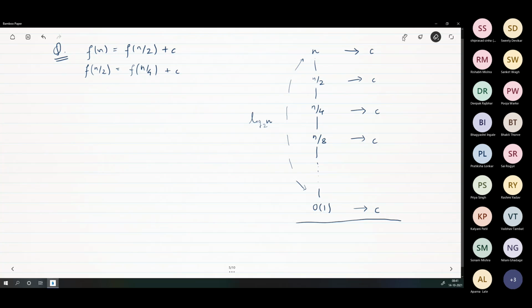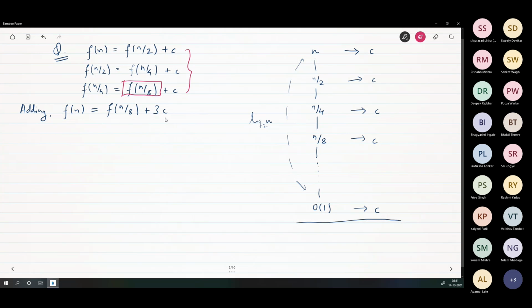I'll write f of n by 4 is f of n by 8 plus c. Now if I add, what do we get? Now let me write it directly. F of n by 4 will cancel, f of n by 2 will cancel. So you get f of n is equal to f of n by 8 plus 3c. Because at the last equation, what was remaining was f of n by 8, and the number of times c has come, which is 3. That will be the total cost.